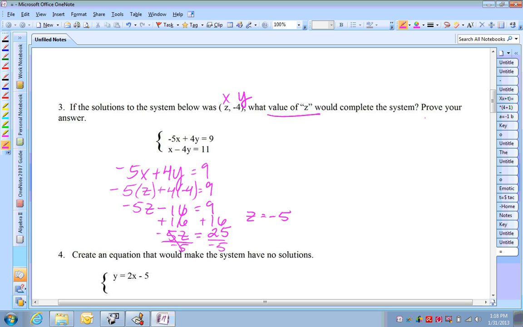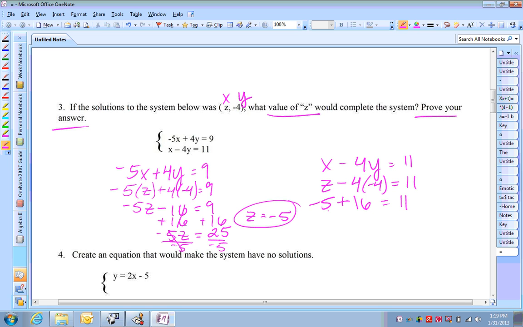So now we have to prove your answer. We're going to take the second equation, x minus 4y equals 11. Remember our x value is z, so z minus 4 times our y value, negative 4, equals 11. We're going to check by placing in the z value that we found, negative 5, to see if this comes out to be a true statement. So we plug in negative 5 for z. Negative 4 times negative 4 is positive 16, equals 11. And negative 5 plus 16 becomes 11. And 11 does equal 11, so z equals negative 5 is the correct answer.